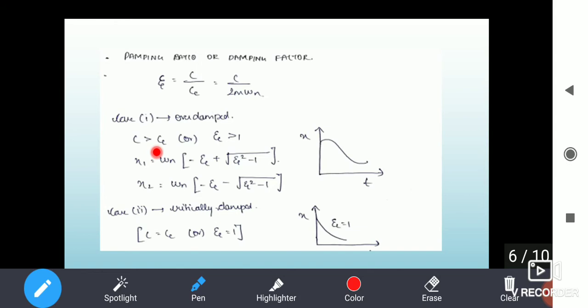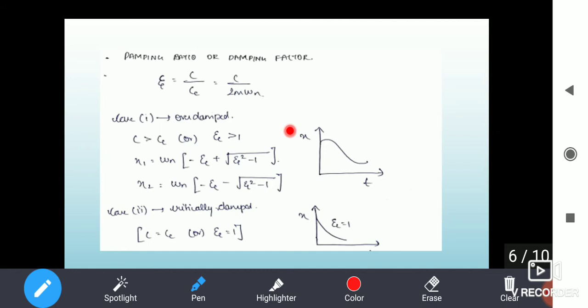Now we'll be seeing three cases of damping. One is overdamped, the second is critically damped, and the third is underdamped. In overdamped, the damping coefficient will be greater than the critical damping coefficient, or the damping factor zeta will be greater than 1. These formulas we won't be using, just know the concept alone. In overdamping, we can take the example of a door used in AC rooms, offices or buildings. The door will be closing very slowly.